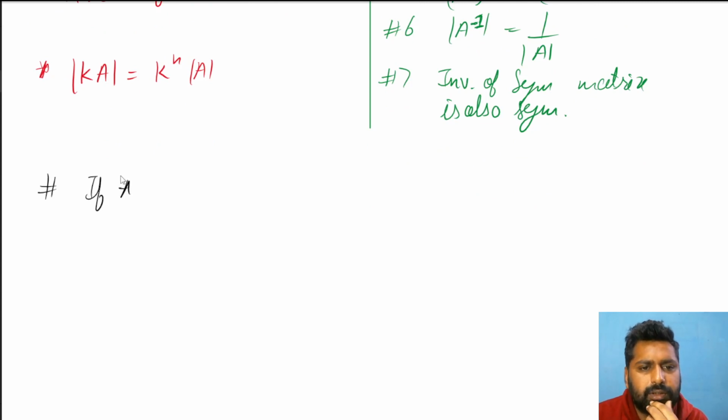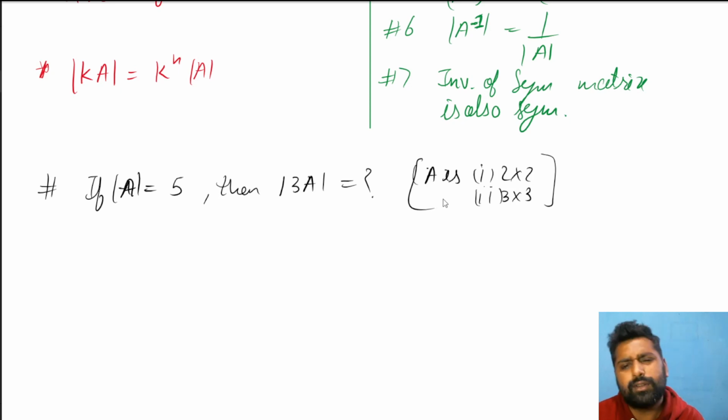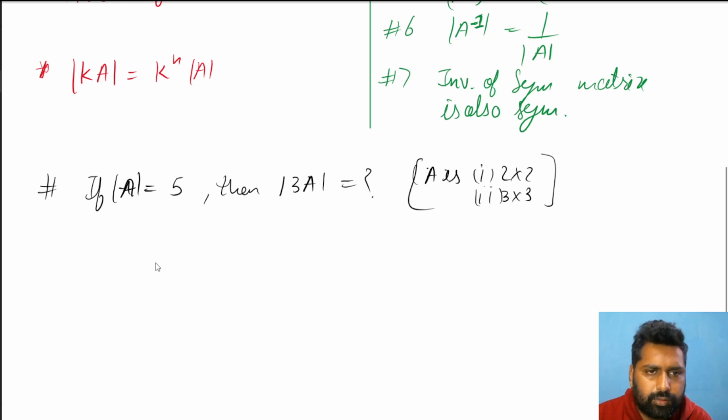If determinant of A is equal to, let's say, 5, then determinant of 3A is equal to... A is first part 2 cross 2, second part 3 cross 3. What if it is 2 cross 2, 3 cross 3? Let's deal with both. Okay, so again, this is direct application of this property, so I'll add it here.